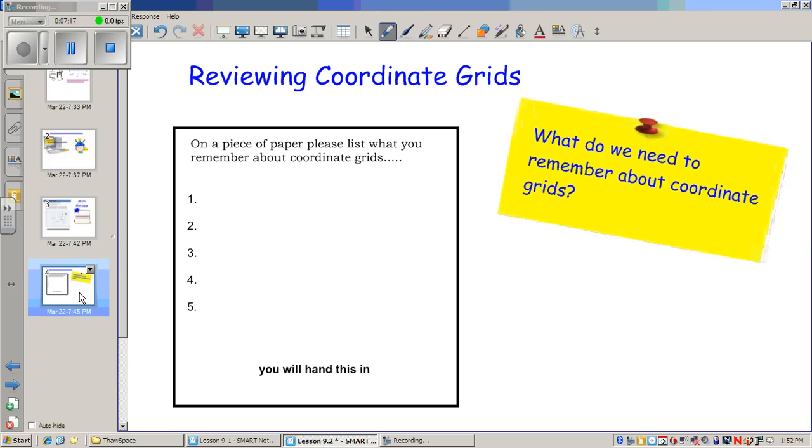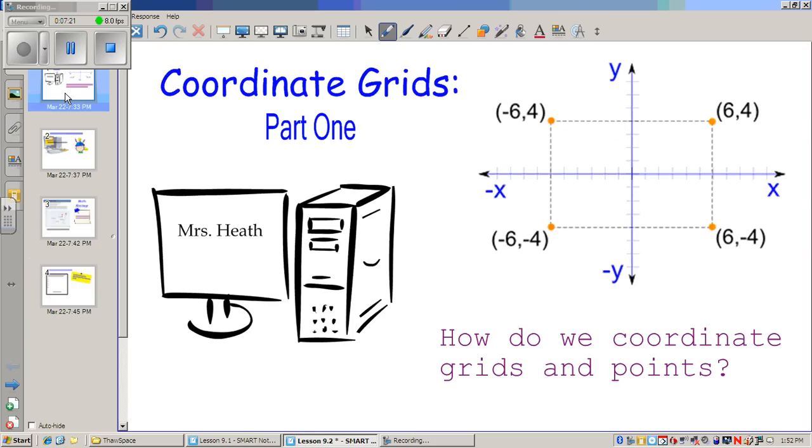Now remember, this is coordinate grids part 1. We'll be doing part 2 the next day. So again, how do we coordinate grids and points? And this, again, very important to take a look at this whole plane and whole coordinate grid. Because although we worked on Monday just with a section, this is all 4 coordinates and how negatives come into play with this.